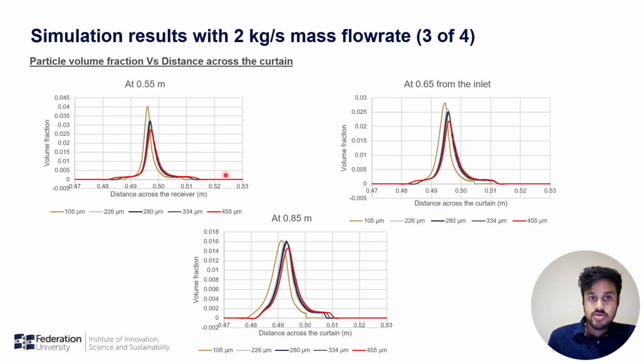These plots show the volume fraction of each particle diameter phase versus distance across the particle curtain. As you can see here, the width of the particle curtain decreased when the particles reached towards the bottom of the receiver. And another thing to notice is that the larger particles tend to stay within the periphery of the curtain, while smaller diameter particles tend to stay within the core of the particle curtain.